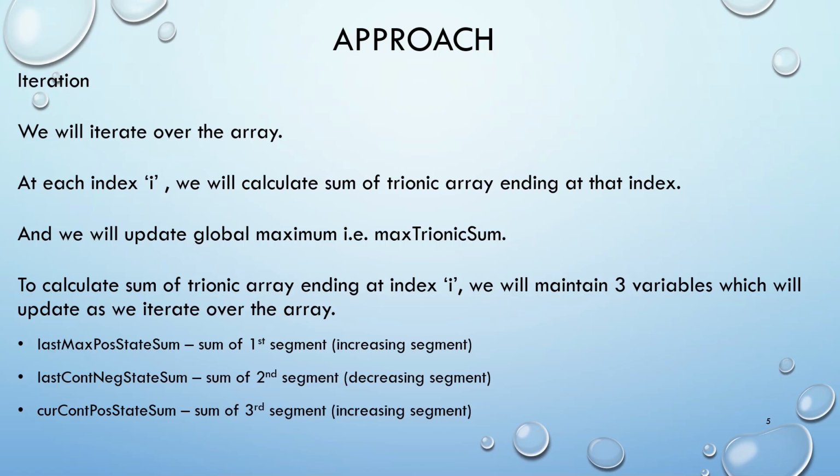The tricky part is, in order to calculate the Trionic subarray sum ending at a particular index, we will maintain three variables. The first variable is the sum of first segment of a Trionic subarray, which is increasing. The second variable is the sum of second segment, which is decreasing. And the third variable is the sum of third segment, which is increasing again. Let's name it last maximum positive state sum, last continuous negative state sum, current continuous positive state sum. We'll see why we have named these variables like this in coming slides.